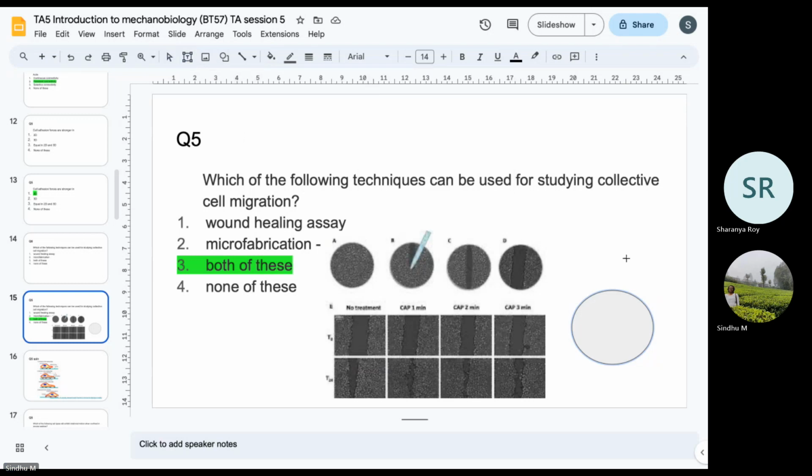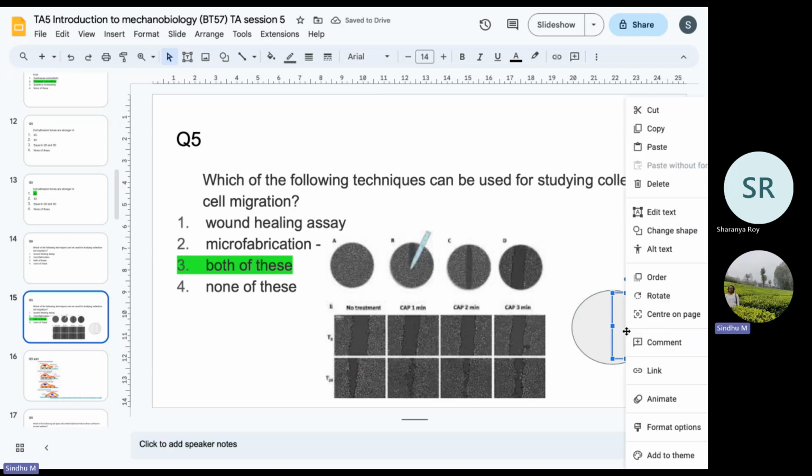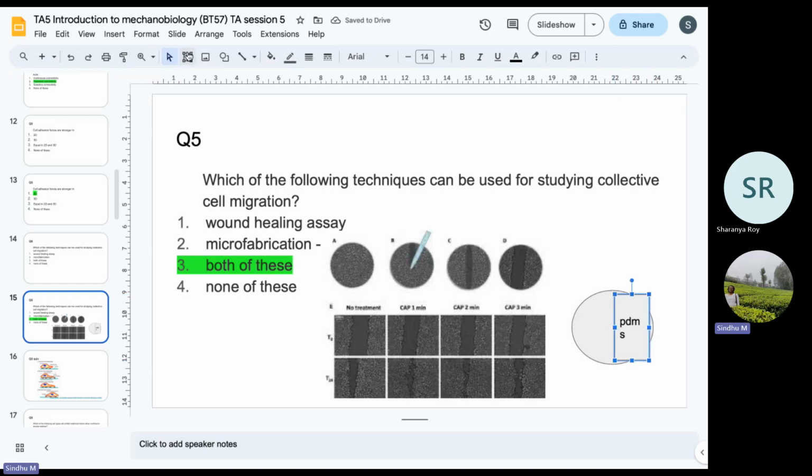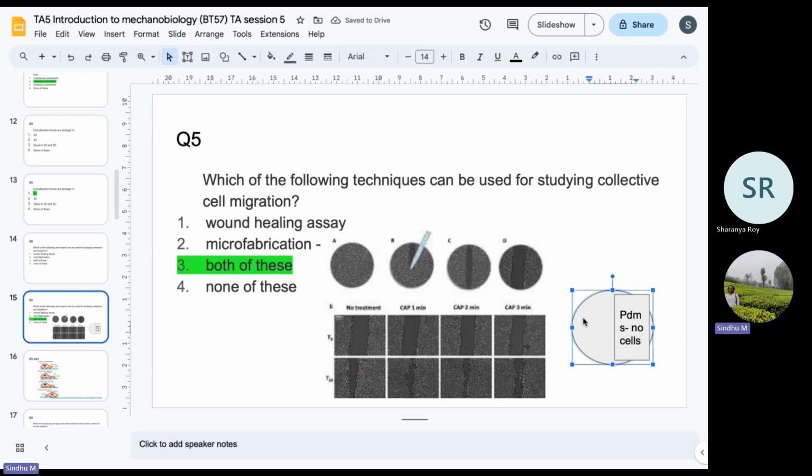So you will just stick this PDMS on the glass bottom dish. And then when you seed the cells, they will only attach in this part, wherever there is no PDMS. So on the right side here, the cells won't attach. And on the left side, wherever the PDMS is not there, only in that semicircle the cells will attach.